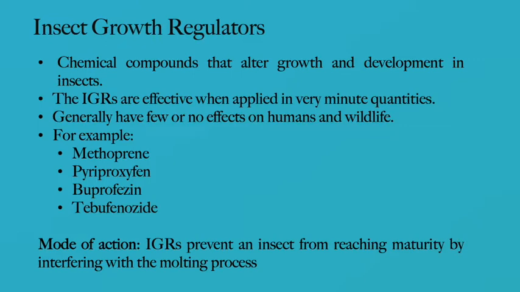Commercially successful IGRs have shown activity on mosquito larvae, caterpillars, and hemipterans. Although effects have been observed on practically all insect orders, the common examples of the IGRs are methoprene, pyriproxyfen, buprofezin, and tebufenozide.